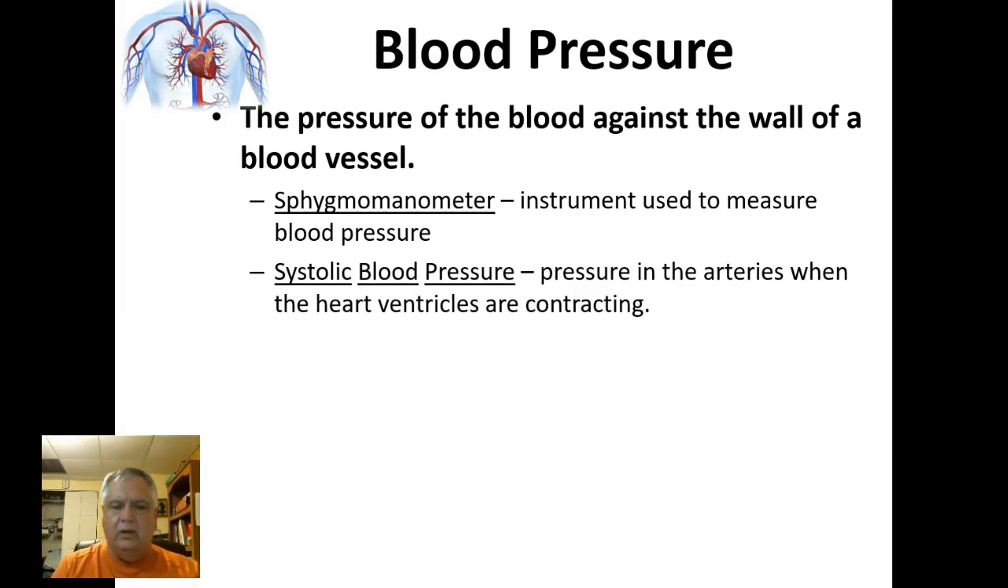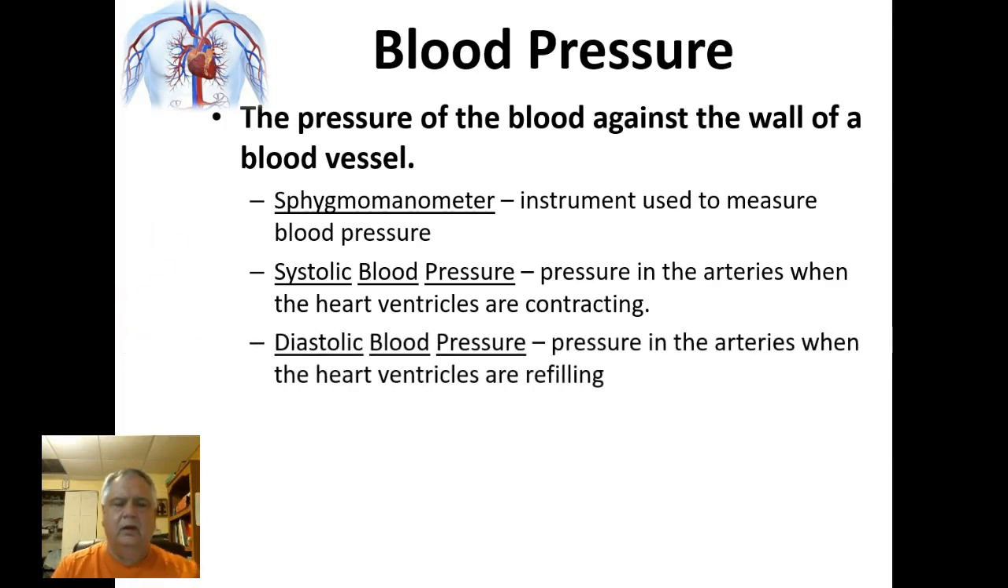When we talk about blood pressure, we have two numbers associated with blood pressure, right? The first one is the systolic blood pressure. That's the pressure in the arteries when the heart ventricles are contracting. So when the ventricle contracts and pushes the blood into the artery, the pressure inside the artery is going to go up to a peak. That peak, when the ventricles are contracting, is called the systolic blood pressure.